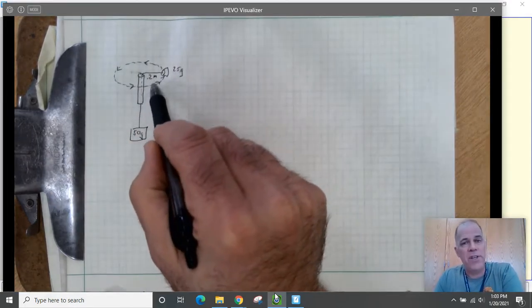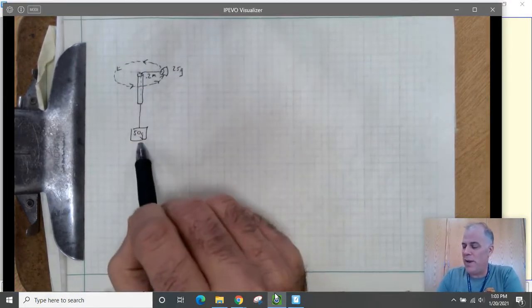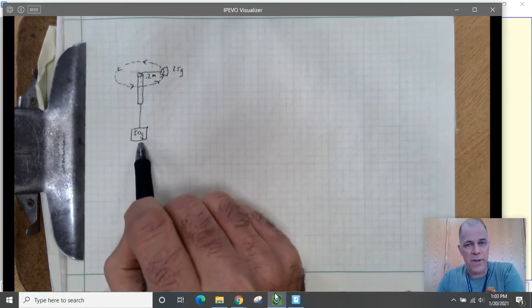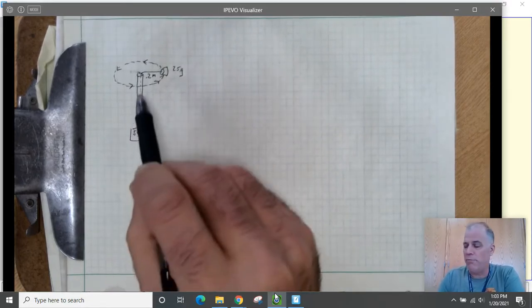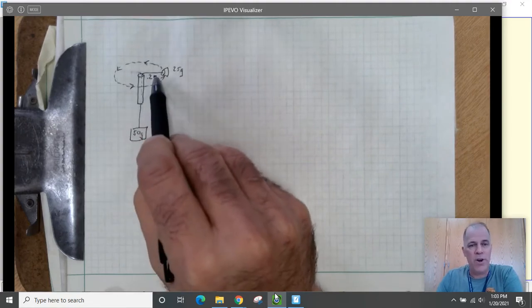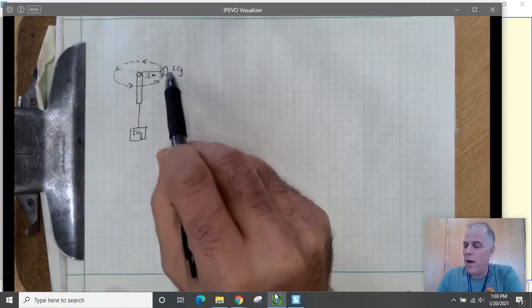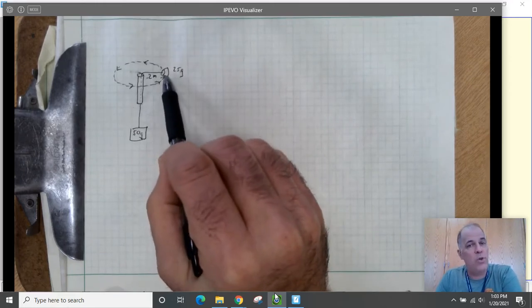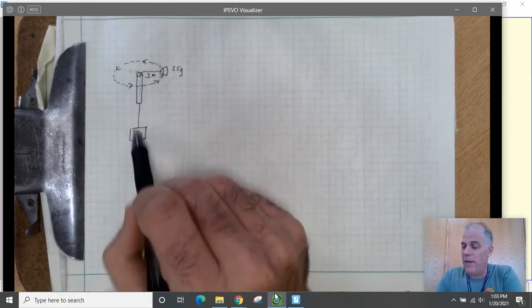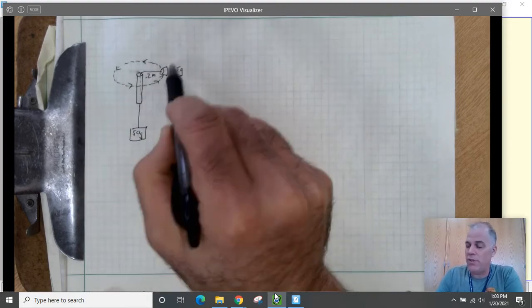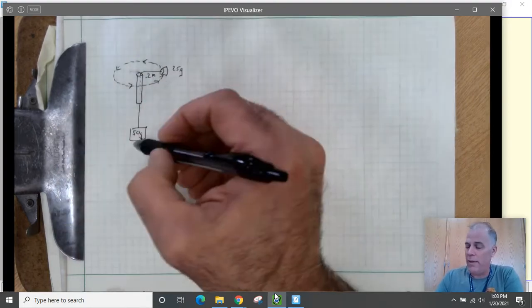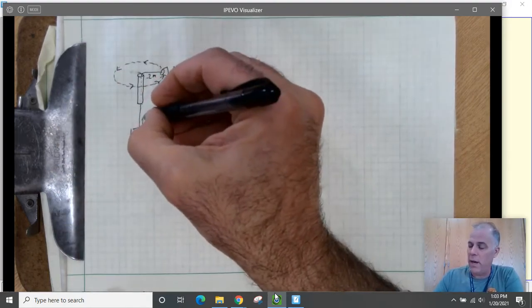Now, why is there tension in the string? Well, there's tension in the string because we have a weight hanging off the bottom of it. So this weight is providing the tension, which in turn provides the centripetal force to keep this thing in a circle. Now, if we were to spin this thing too fast, then there would not be enough tension to keep it in a circle, and it would start to spiral outward and lift this weight upward.